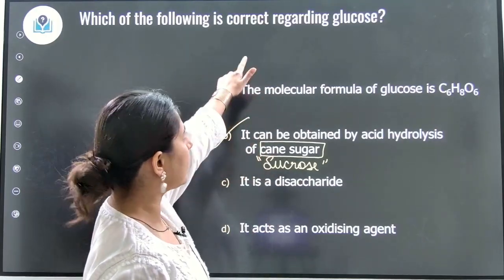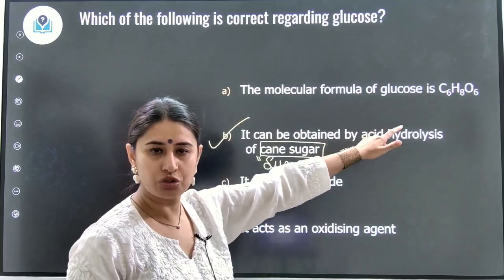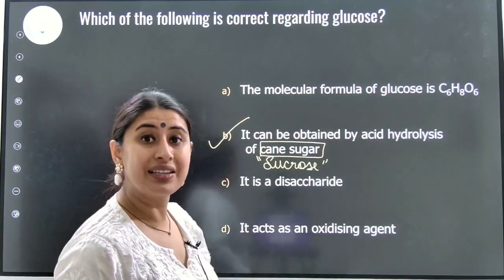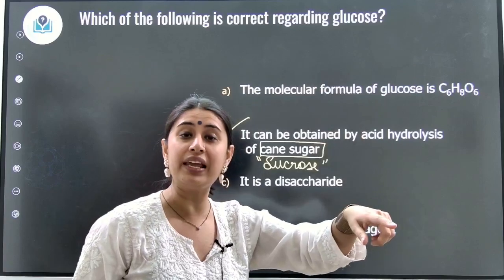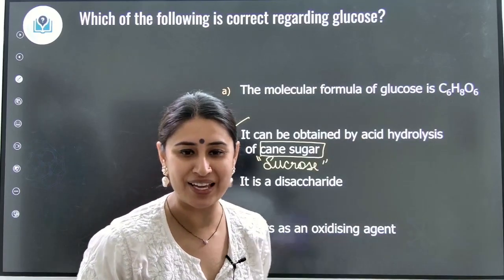Is it a disaccharide? No, it's a monosaccharide. What is the formula? C6H12O6. And it is a reducing agent. The Fehling and the Tollens reagent are the oxidizing agents, right?